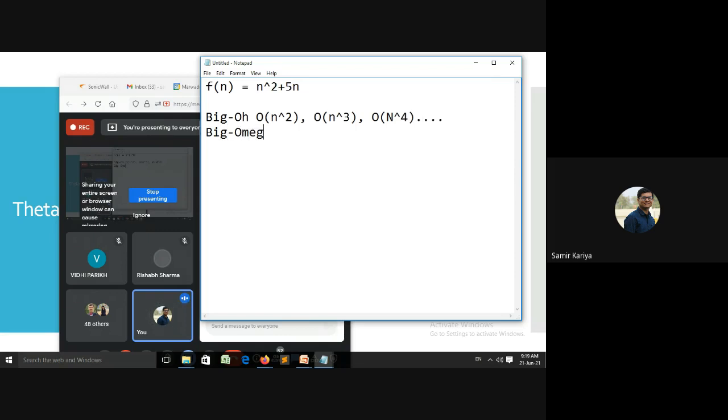Big omega. I cannot draw the symbol here, so I'm just writing big omega, and the answer is something like n square, or n, or 1. Am I right? But now big theta, only theta, the only answer is n square. That's equal to the tight bound, the exact answer. We cannot write here theta of n cube or n raised to 4. Even we cannot write theta of n or theta of 1. We have to write the exact answer.